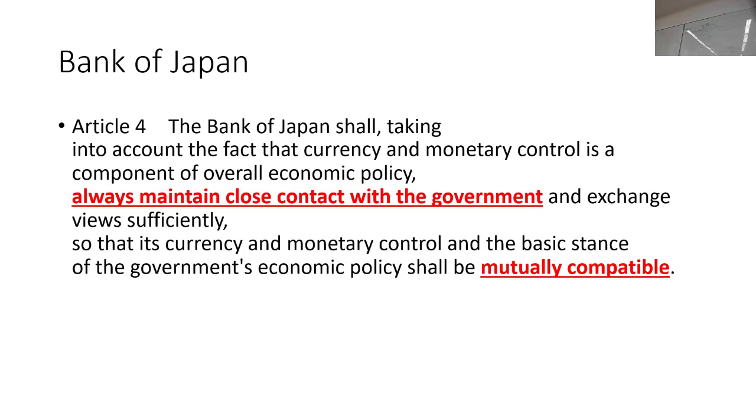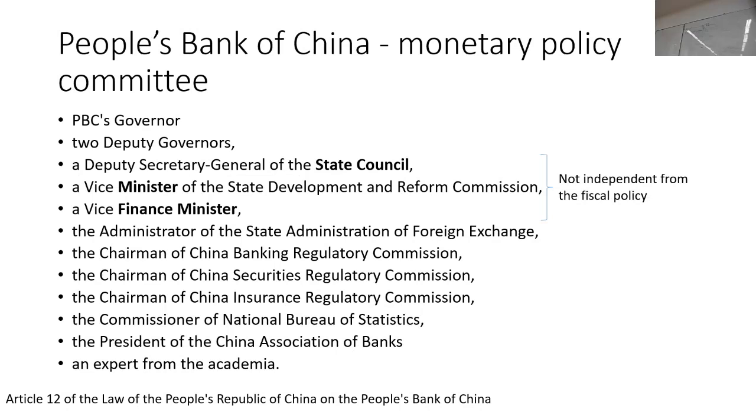In case of Japan, it is the same thing, just in this case, they always maintain close contact with the government, and monetary policy and fiscal policy should be mutually compatible, but again, this is common sense that it's never good if there is a fight between the two bodies. Okay, in the case of the People's Bank of China, we can see that there are many different actors sitting in the monetary council, so we cannot say that this is independent from the fiscal policy.